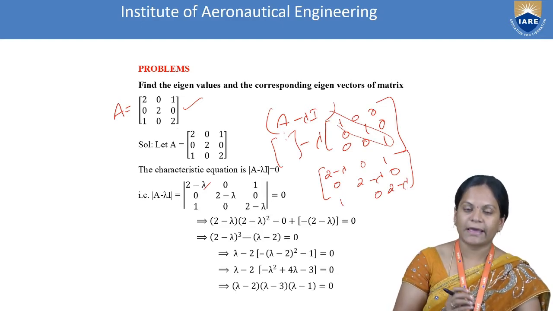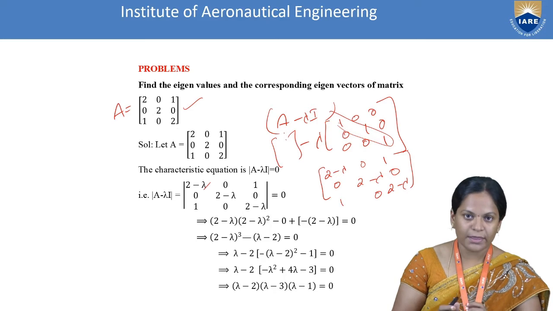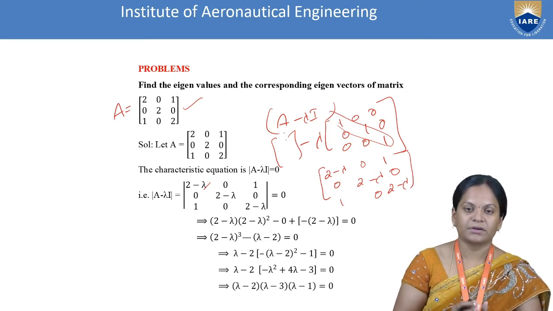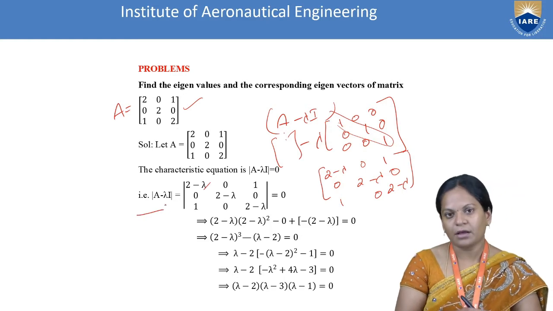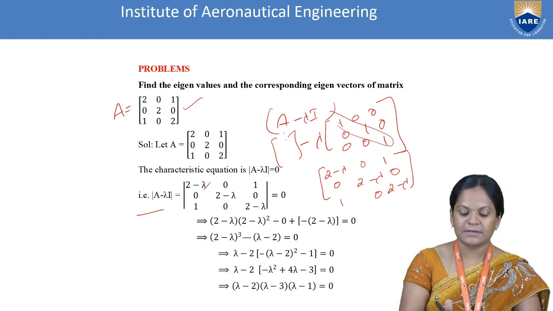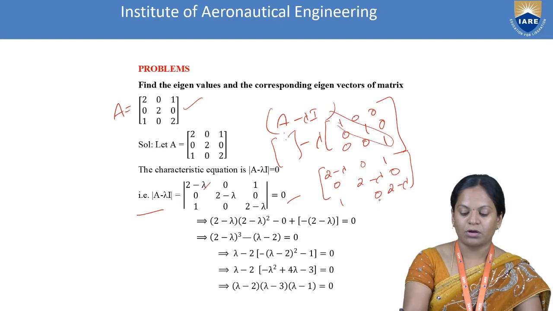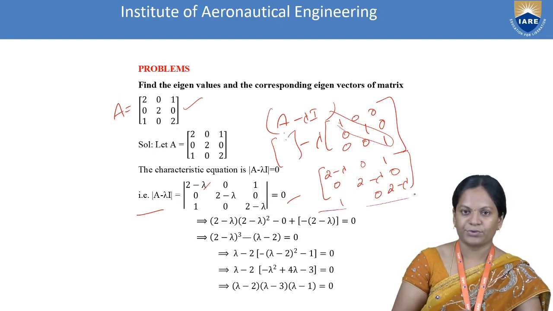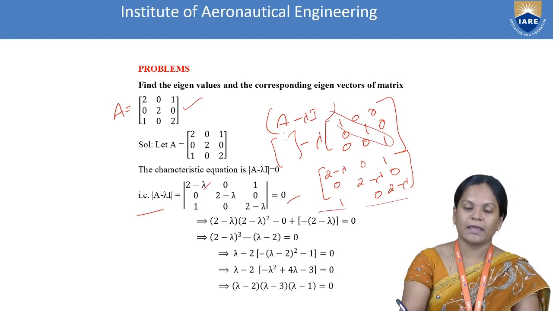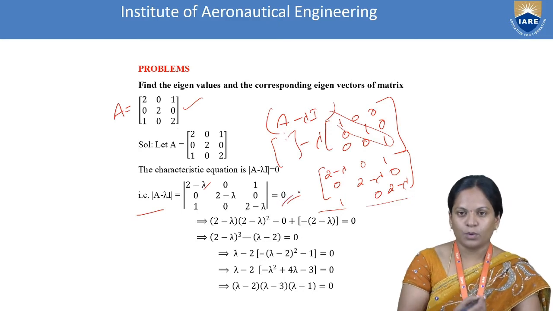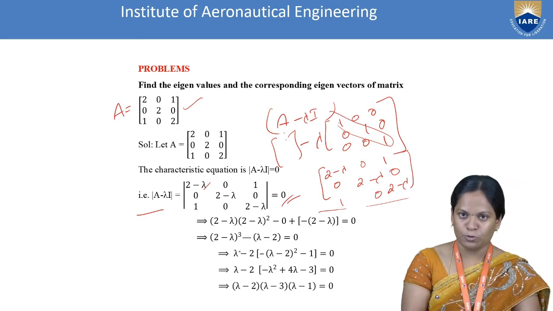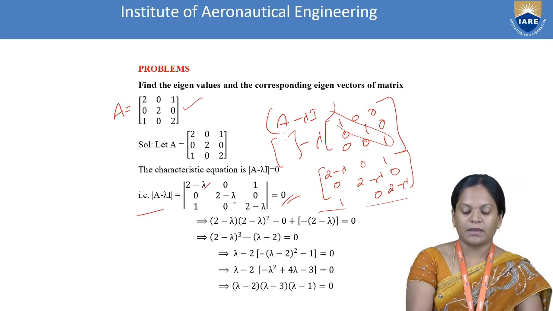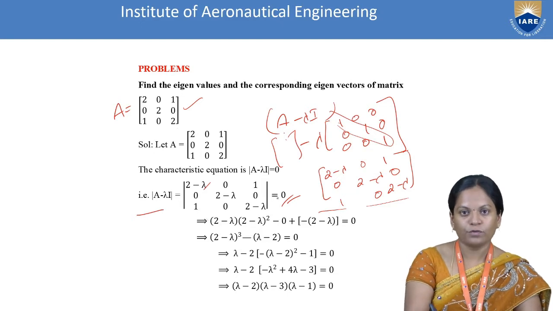Now we want the characteristic equation to find the eigenvalues or characteristic roots. For that I am taking the determinant of A minus lambda I equal to 0. We already have the A minus lambda I matrix. Take its determinant and make it equal to 0, which is nothing but the characteristic equation. If we solve this, we get the polynomial equation. Take the AD minus BC form, the determinant of 3 by 3.